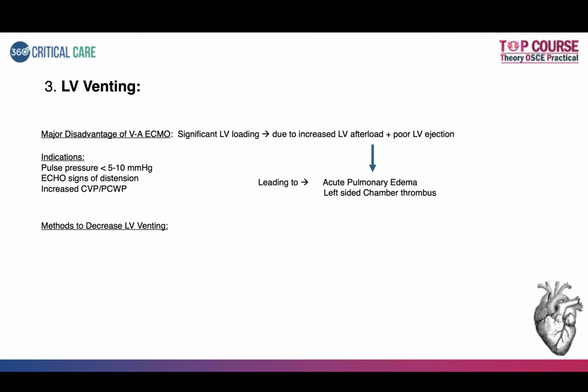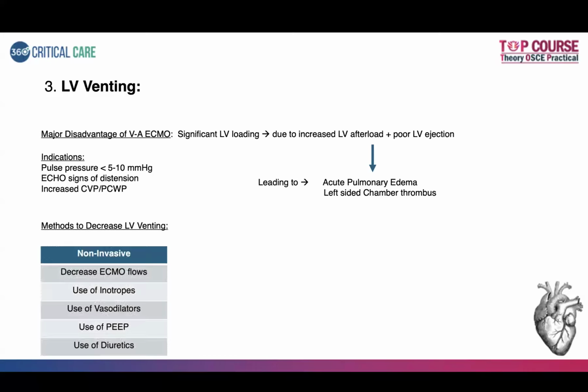So what are the methods of LV venting? You have non-invasive and invasive. The non-invasive ones are to decrease the ECMO flows so that the amount of blood that comes back into the patient helps in reducing the afterload to a certain extent. Or you can go with concomitant use of inotropes and vasodilators, and the use of PEEP and diuretics in case there is evidence of pulmonary edema.